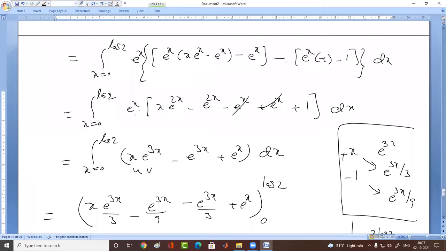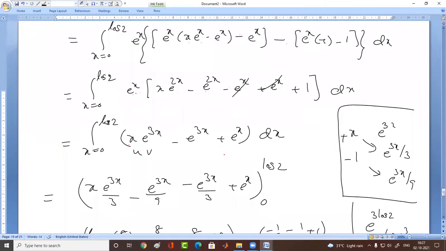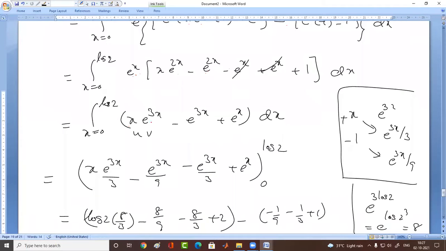Okay. e^x times x e^(2x) is x e^(3x). e^x times e^(2x) is e^(3x). e^x times 1 is e^x. Again, we are using the integral formula for x times e^(3x). This is the u term and this is the v term. The u term is x, the v term is e^(3x).